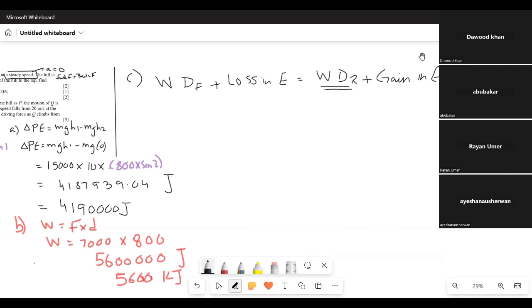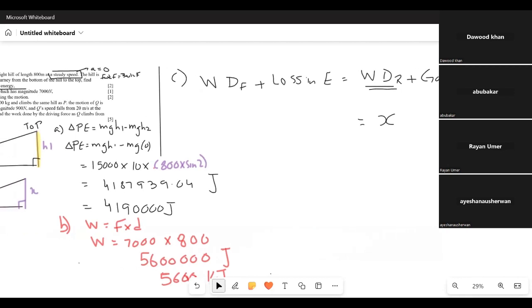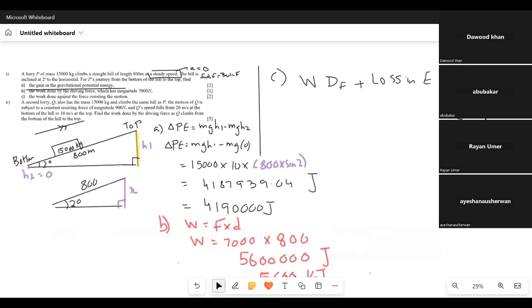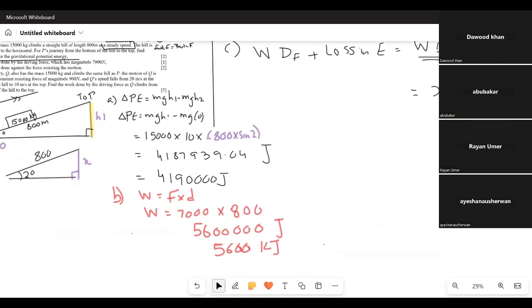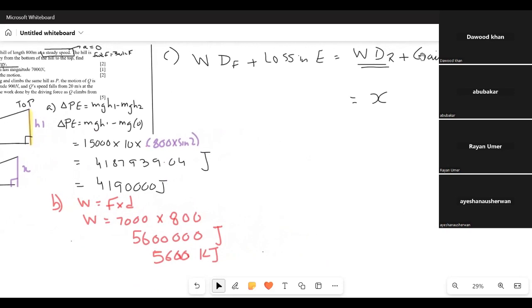We have to find this. Let's call it x. Equals to, now what do we know? We already know work done by driving force. We found it in part B. Work done by driving force, that is 5,600,000. So we already know this.